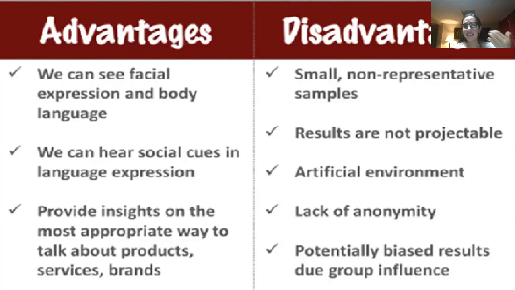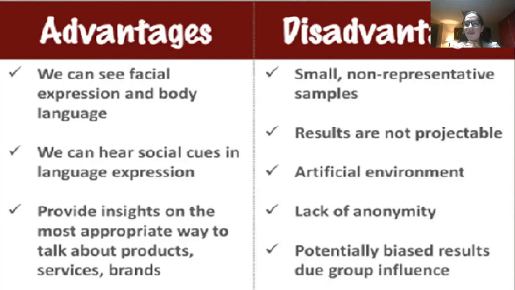And this connects to the next one, lack of anonymity. And that sounds similar in Spanish. Lack of anonymity means that everybody sees your face. Everybody sees everybody. So there is no way you can make mistakes, because everybody is going to be looking at you. And that sometimes makes people react in a different way.